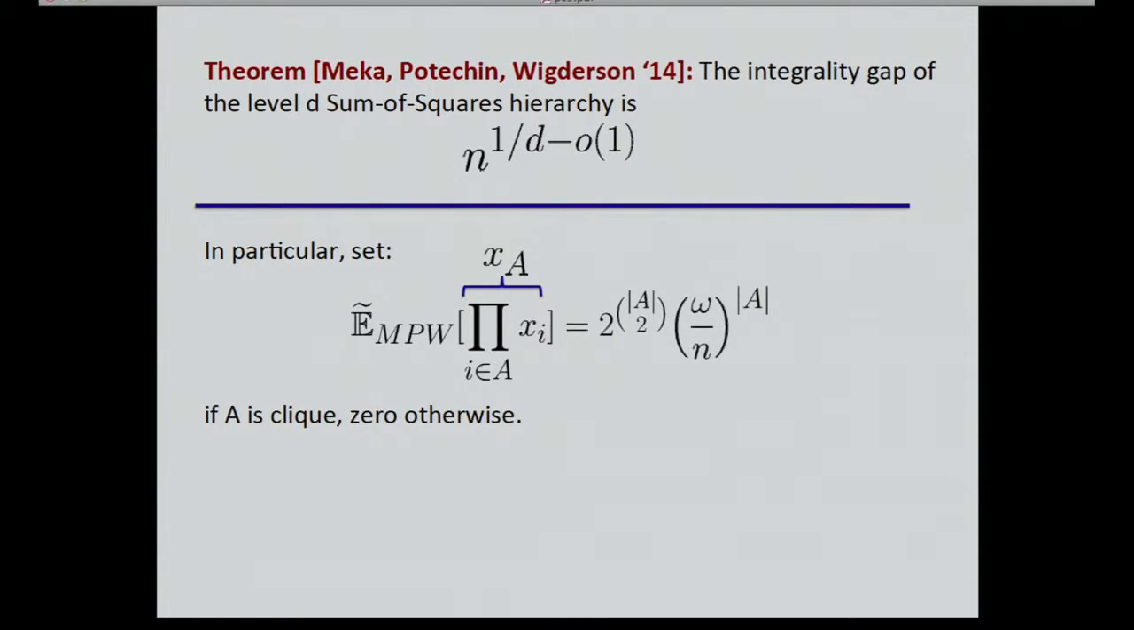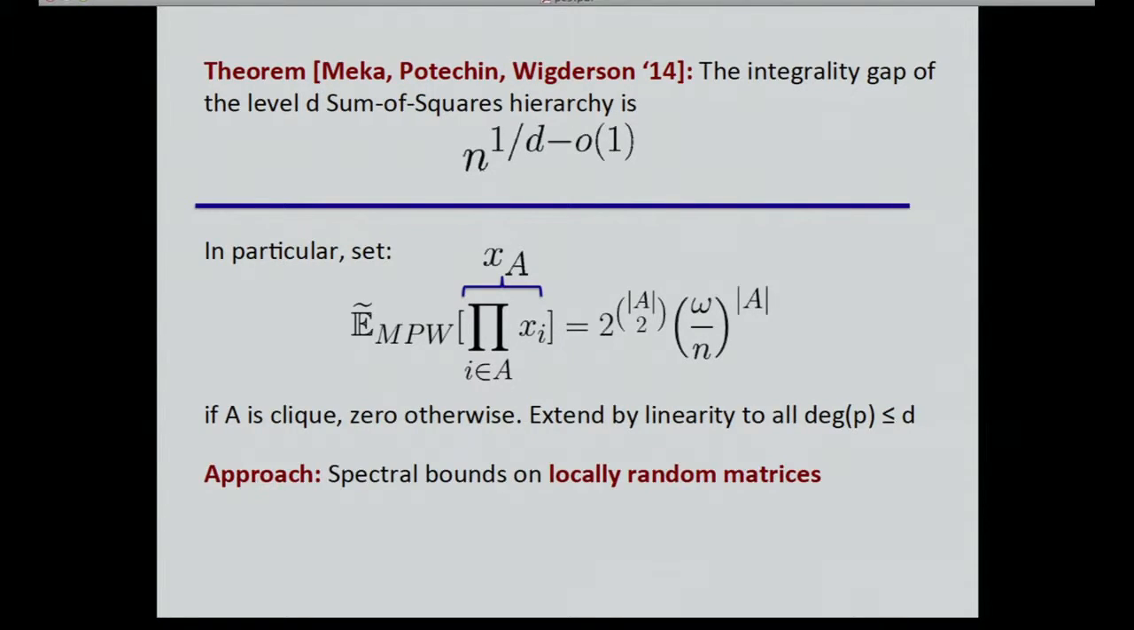So the intuition behind this is that, let's say the size of A is d. You're looking at all size d cliques in a random graph, and there are roughly a constant times n to the d of them. So what you're doing is trying to hide as much information as possible, treating it like the actual distribution on solutions should be roughly uniform over those size d cliques. Now you can extend it by linearity to all polynomials whose degree is at most d, and this was their approach.